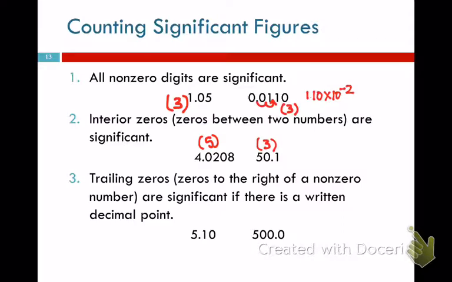You said all the numbers to the right of the decimal are significant? All the zeros. If there's a decimal, all the zeros to the right of the numbers are part of the significant figures. Right to the number, not to the decimal. Like all of these are important. Good question. So this one's 4. This one's 3.